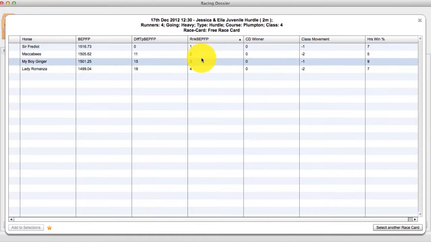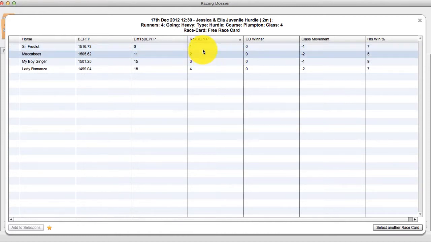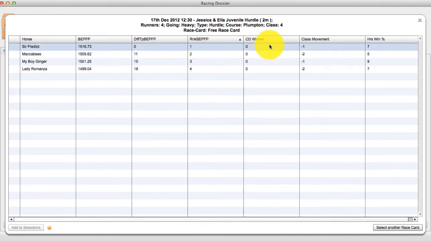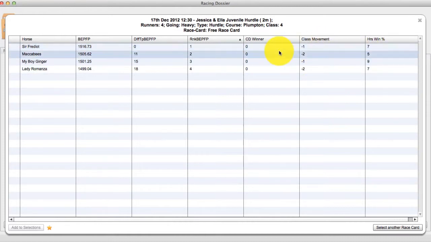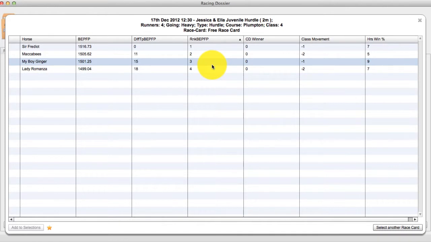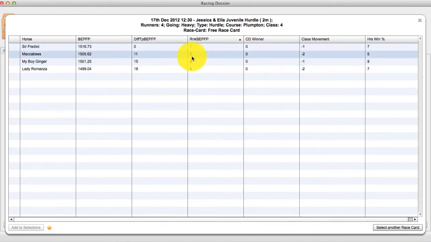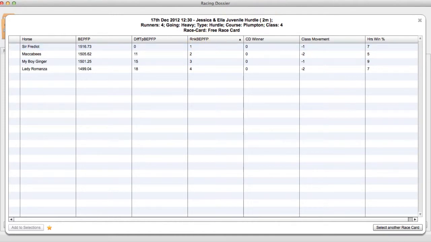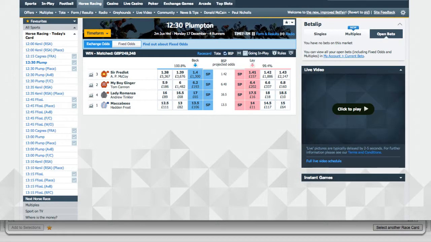Now there is actually quite a big gap here between the top rated and the second top rated, and this horse has won all of them. It's dropping in a class like the others, and so how are we going to bet in this race? Well, clearly Sir Fredlot is looking to be pretty strong. Let's take a look at the race. Okay, and there we go. Sir Fredlot is the current market favourite.